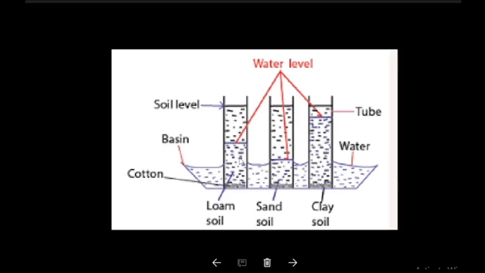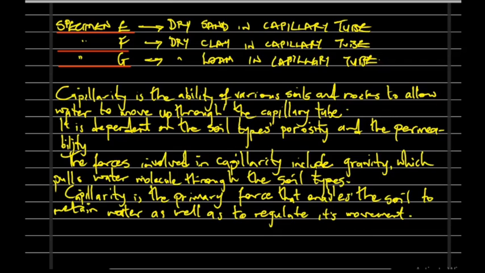Now, they decided to insert all of these capillary tubes into a basin or a trough of water. The soil sample in each of the capillary tubes will start absorbing water, and the water starts to move up in the capillary tube. Basically, that is what the experiment is talking about. So capillarity is the ability of various soils and rocks to allow water to move up through the capillary tube. Basically, that is what the experiment is looking at.